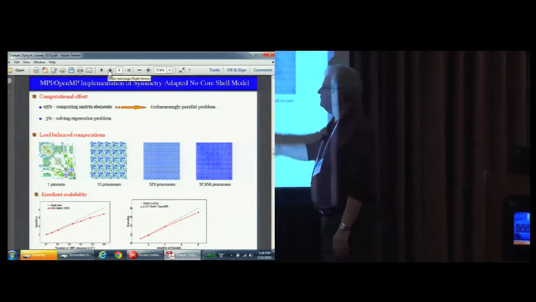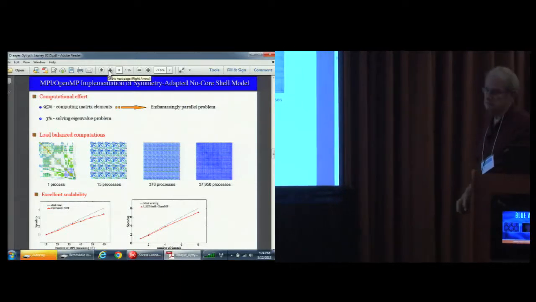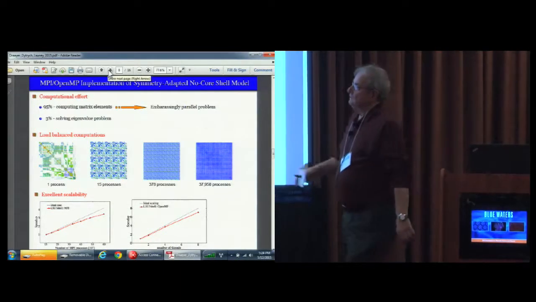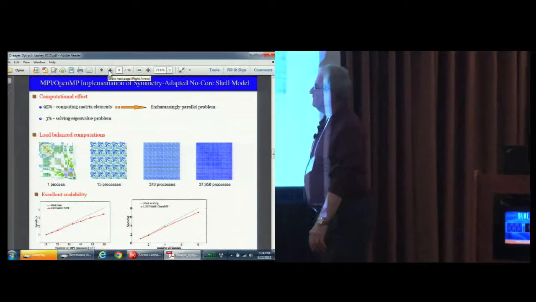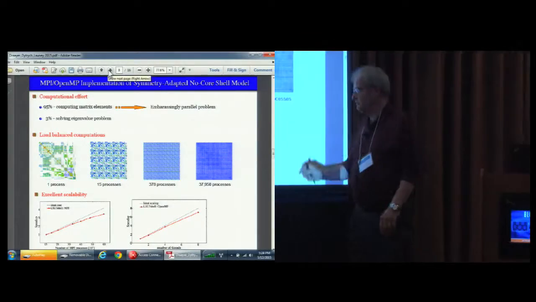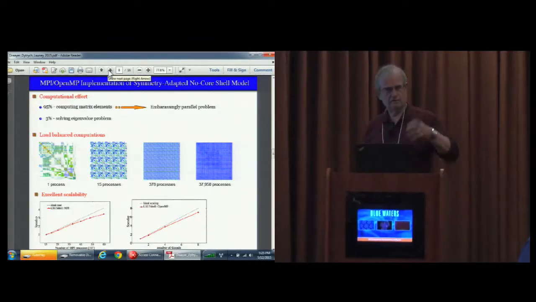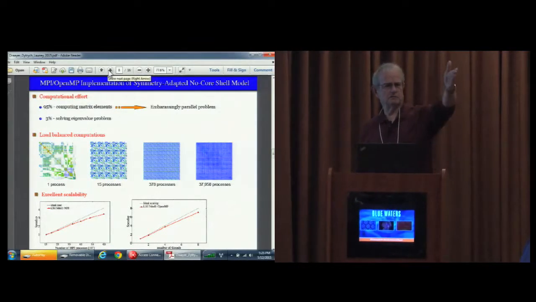The computational effort that involved, just to tell you here, it's about 95% computing matrix elements. 3% is in the eigenvalue problem. And this is how it looks if you actually do it. I said embarrassingly simple, but you offered it was.